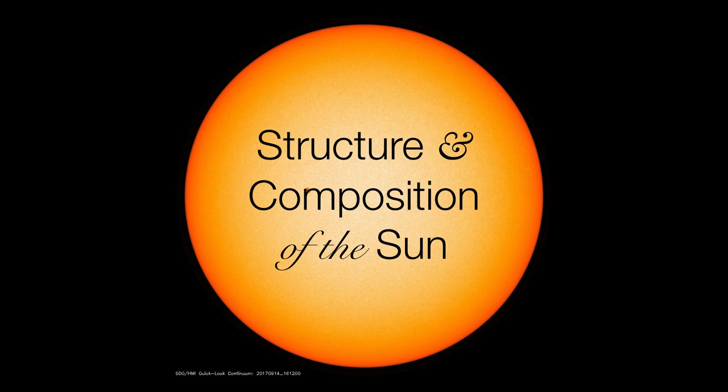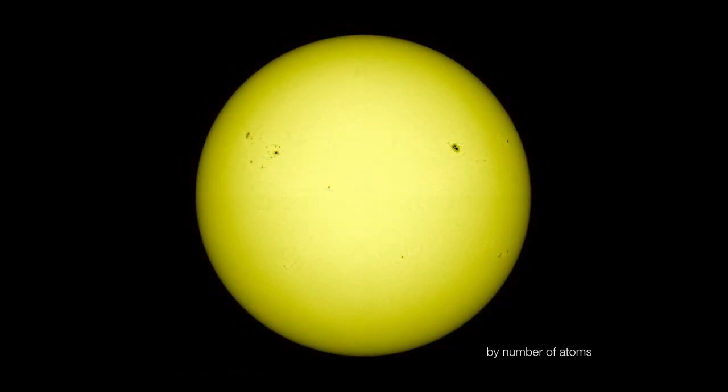Let's talk now about the structure and composition of the Sun. When we think about the Sun, we know it's a ball of gas. In fact, it's a ball of very, very hot gas. So hot, in fact, that whenever we're looking at the seeming surface of the Sun, we really are just looking at one of several layers of hot ionized gas known as a plasma.